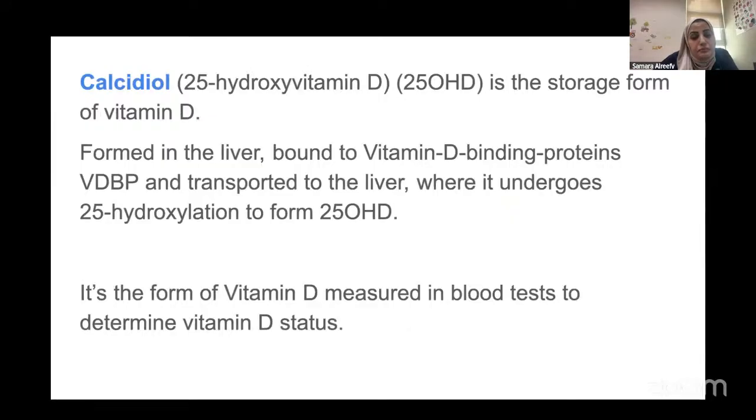In the body, vitamin D is converted to calcidiol, which is 25-hydroxyvitamin D. It's the major form in our body, which is the storage form of vitamin D. It is bound by vitamin D binding proteins and transported to the liver, where it undergoes a hydroxylation process to form 25-hydroxyvitamin D. And this is the vitamin D that we measure in blood tests to determine vitamin D status.